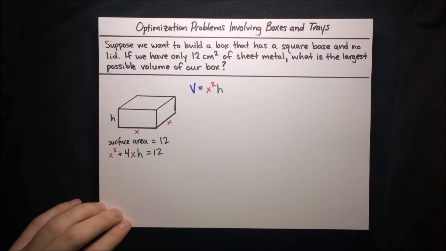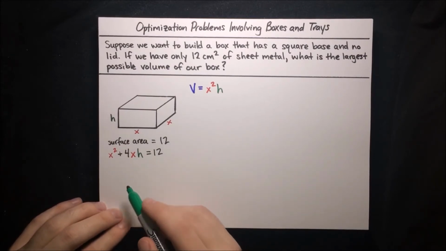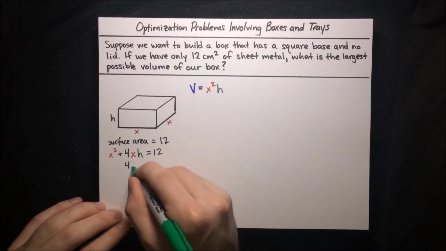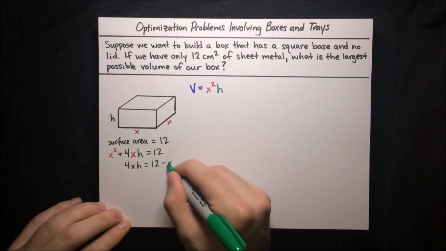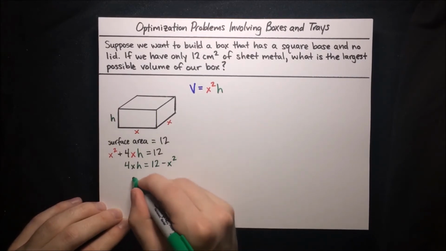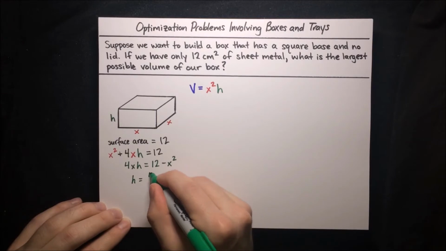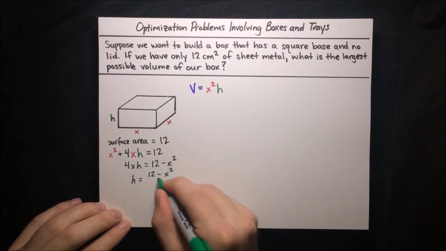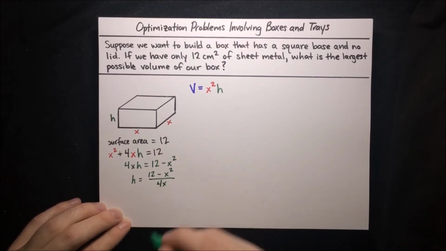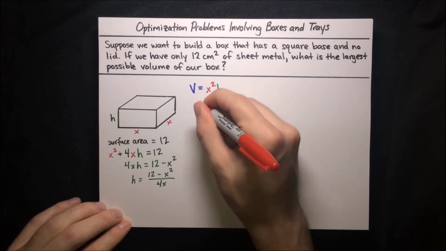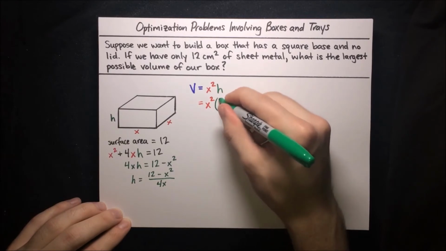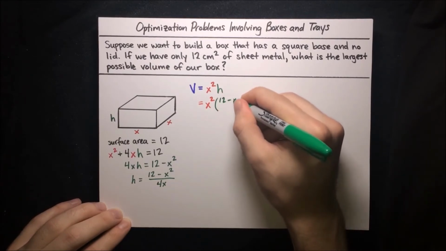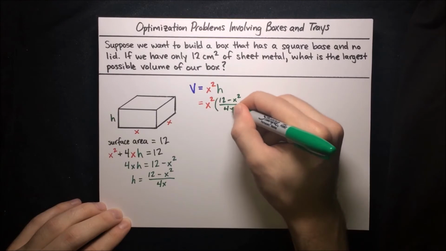And in this equation, it's going to be easiest to solve for h, because h only appears once in the equation. So let's go ahead and do that. So we'll subtract that x squared over to the other side, get 4xh equals 12 minus x squared, and then divide by 4x to get h equals (12 minus x squared) over 4x. And that's what we can put into our volume formula. Volume equals x squared times our expression for h in terms of x, (12 minus x squared) over 4x.